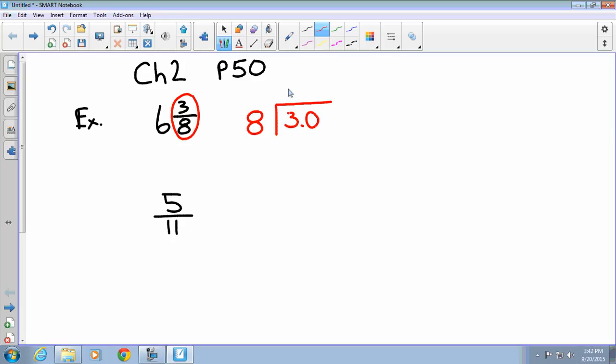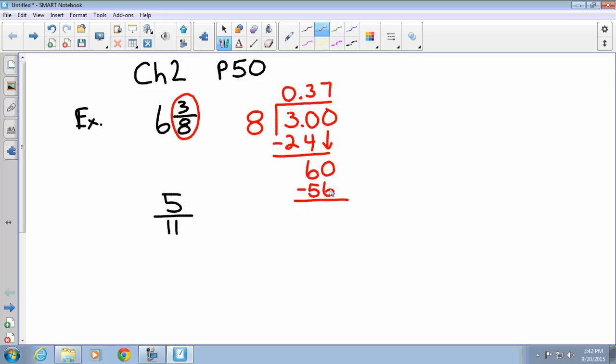So we can put a 0 up because 8 does not go into 3, bring our decimal up. Does 8 go into 30? Yes, 8 goes into 30 3 times. 3 times 8 is 24. I'm going to subtract. 30 minus 24 is 6. I'm going to put another 0 up and bring that 0 down. Does 8 go into 60? Yes, it does. 8 times 7 is 56.